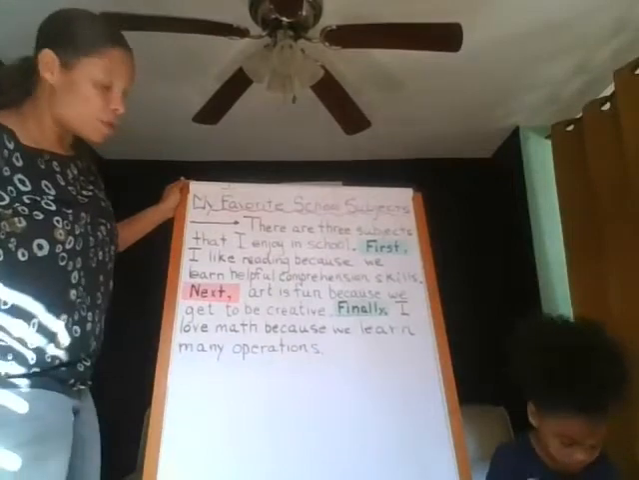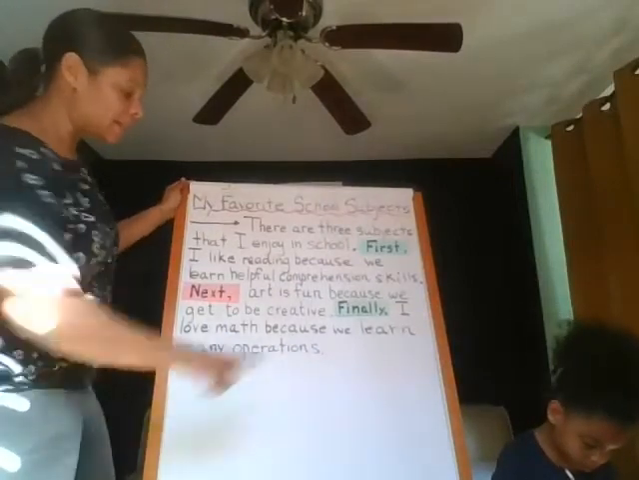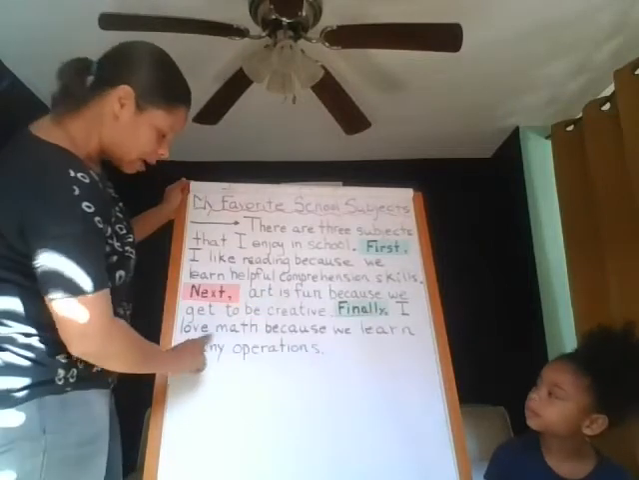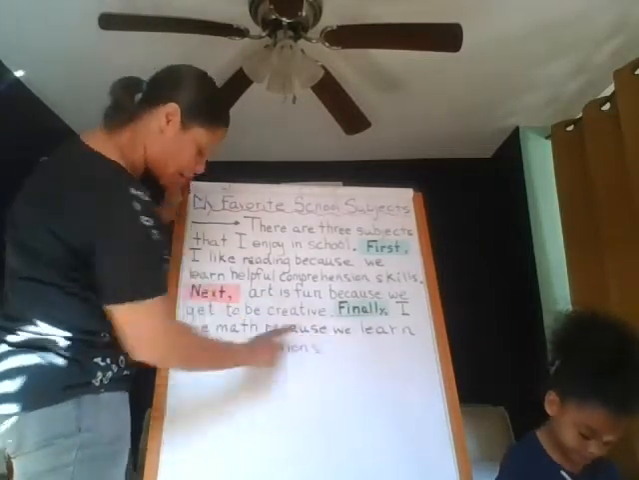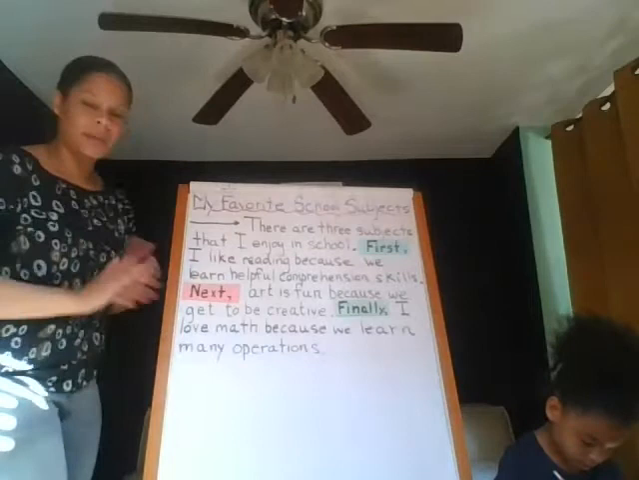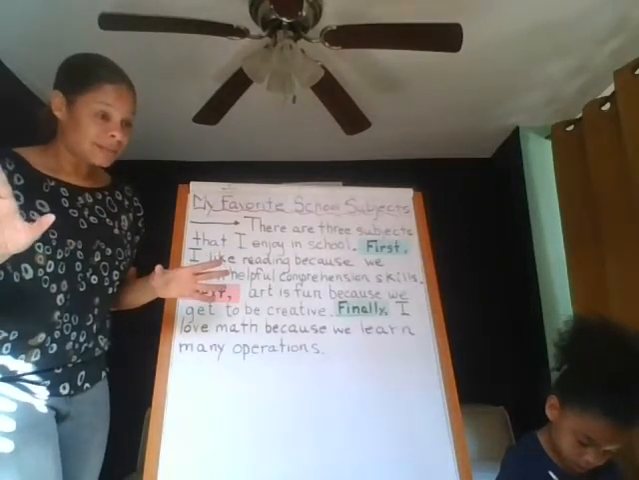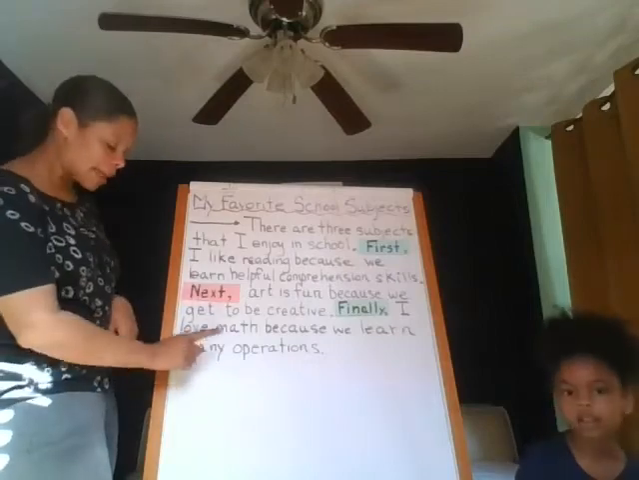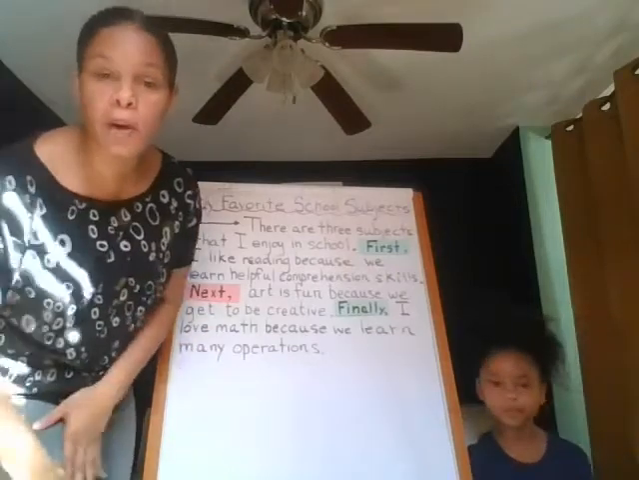Okay, so you can write your fourth sentence. This is our third supporting detail. Finally, that's our transition word, comma. I love math because we learn many operations. Are we done? Are we finished? No. Nope, we have one more sentence to go. So put me on pause and get this sentence down. Then we have one more to go and then you're done.